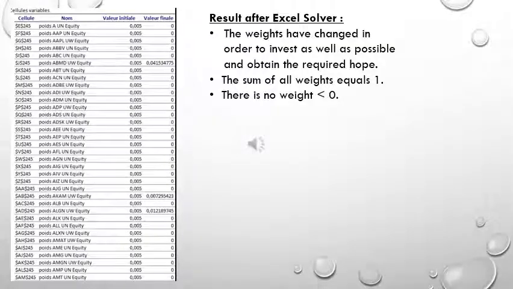Finally, we would get the weights with the restraints that we've put on them, such as the sum of the weights must be equal to 1, and we decided not to include any negative weights. Then we would display the weights to the user, who can now see how much to invest in each stock.